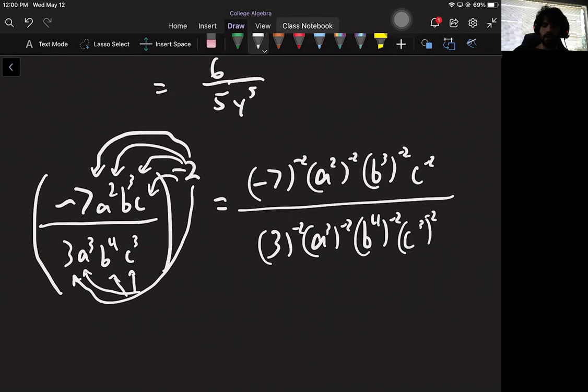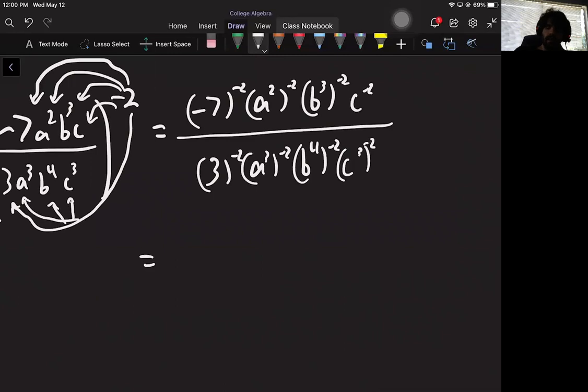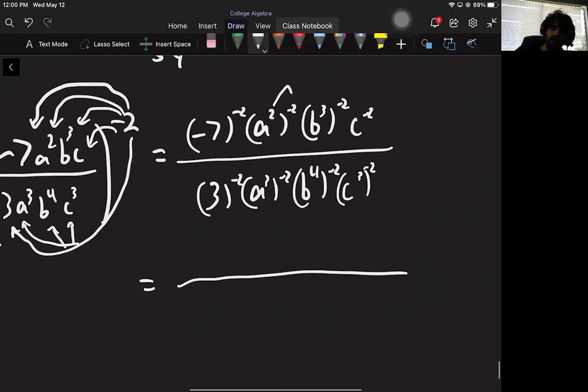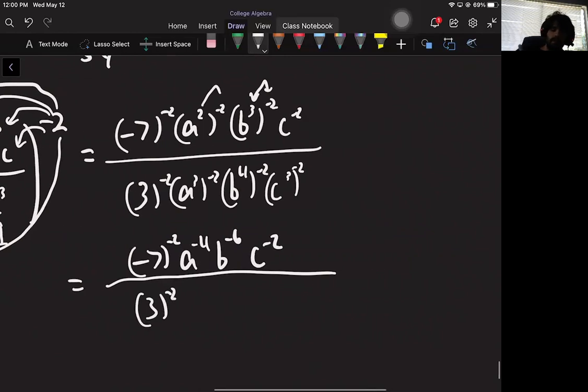I could have also instead canceled before doing that, and we'll see that that's the same. But in any case, let's continue. So let's see, 2 times negative 2 is negative 4. So I multiply powers. If I have a power to another power, 3 times negative 2 is negative 6, and c to the negative 2. Negative 7 to the negative 2, I'll just leave it like that for now. And I'll do these: a to the negative 6, b to the negative 8, and c to the negative 6.